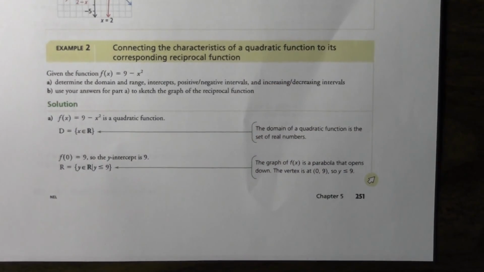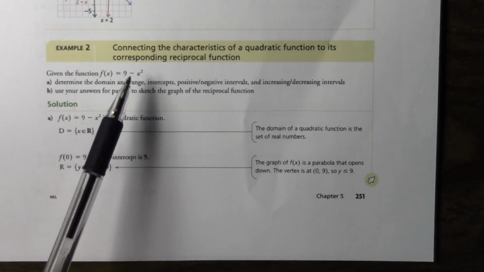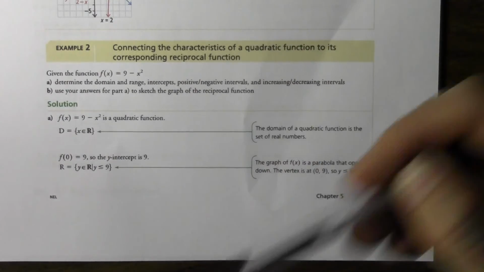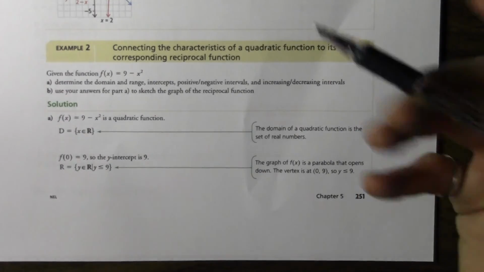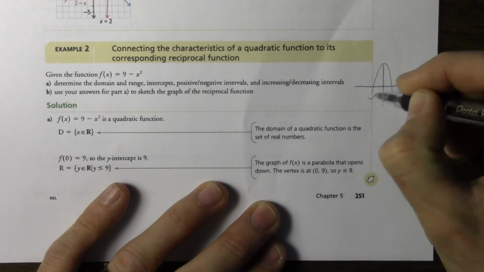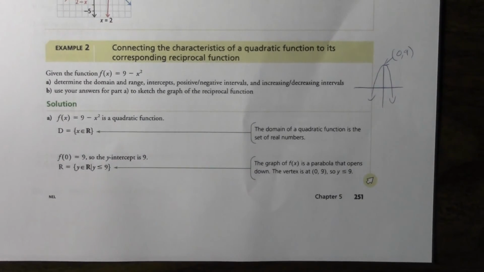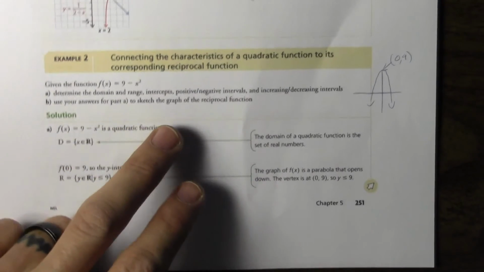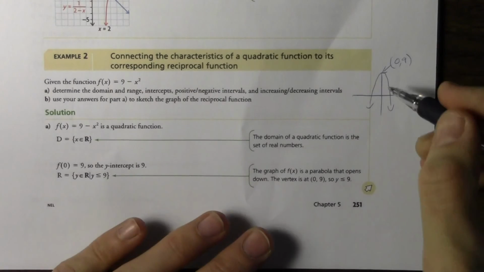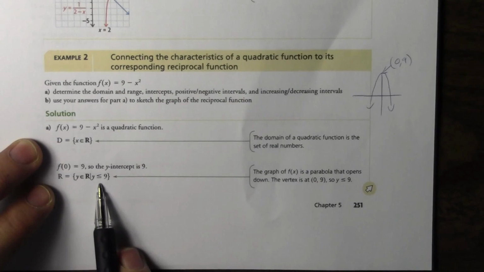All right. Connecting the characteristics of a quadratic function to its corresponding reciprocal function. Given the function 9 minus x squared. So again, this is just a parabola opening down that's vertically translated 9 units up, right? Everybody can see that, right? So the graph looks like this, where this is (0, 9). Okay? Determine the domain and range, intercepts, positive and negative intervals, and increasing and decreasing intervals. So, the domain of our original function, this is easy, x ∈ ℝ. The range has to be less than or equal to 9.